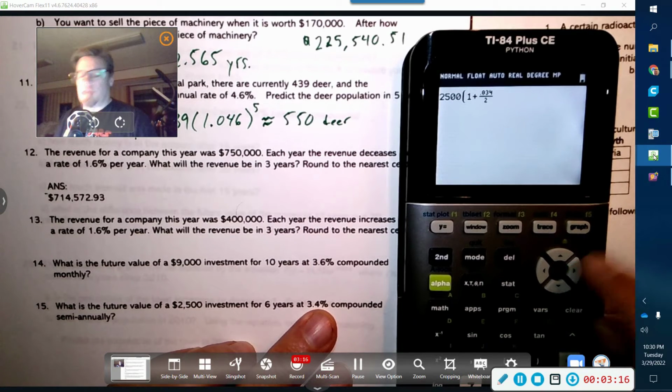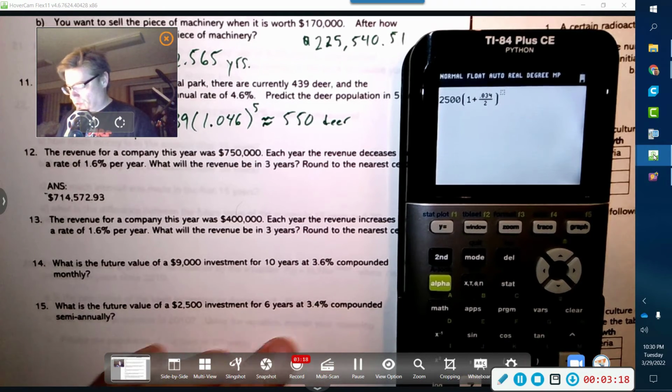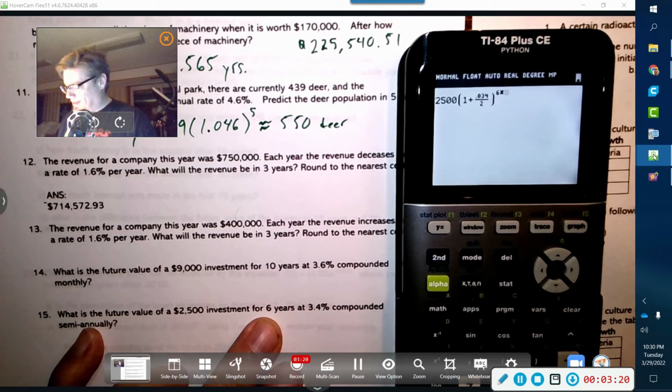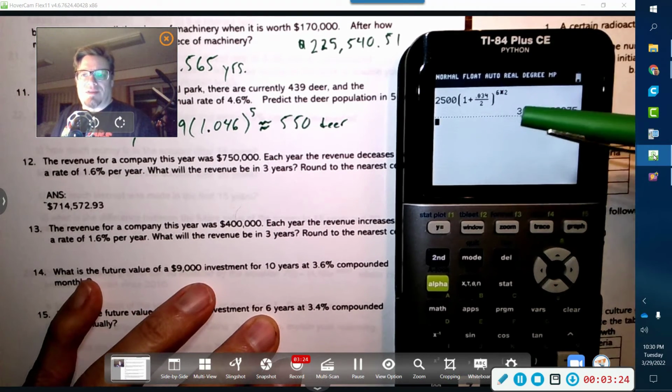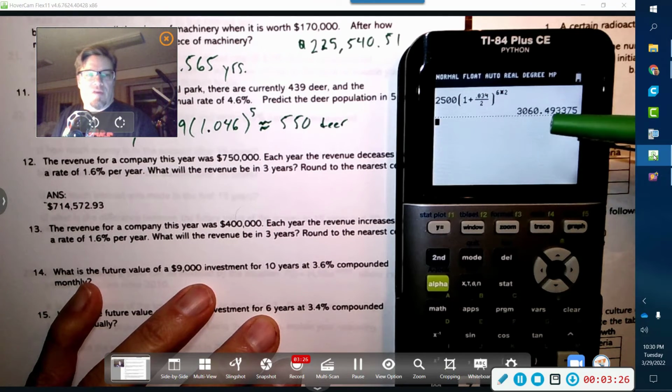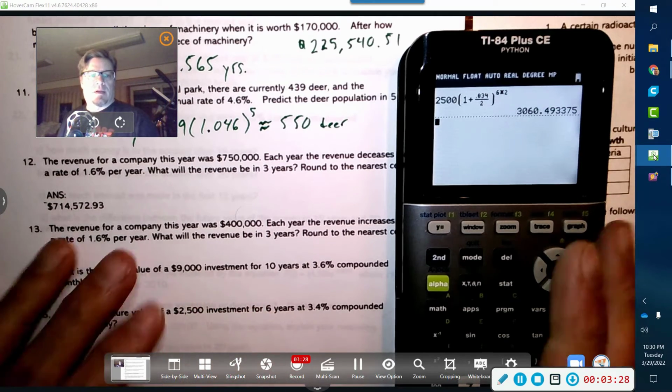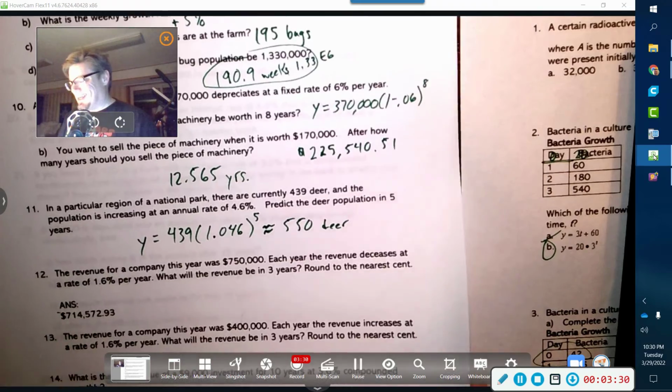All right, that closes up our parentheses. We're going to raise it to 6 years, but we're going to do it twice a year, so that's a total of 12 times. We got 3,060.49. All right, number 16.